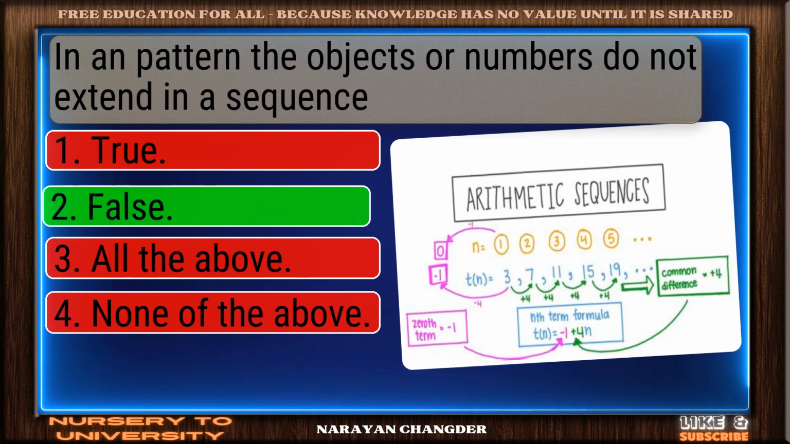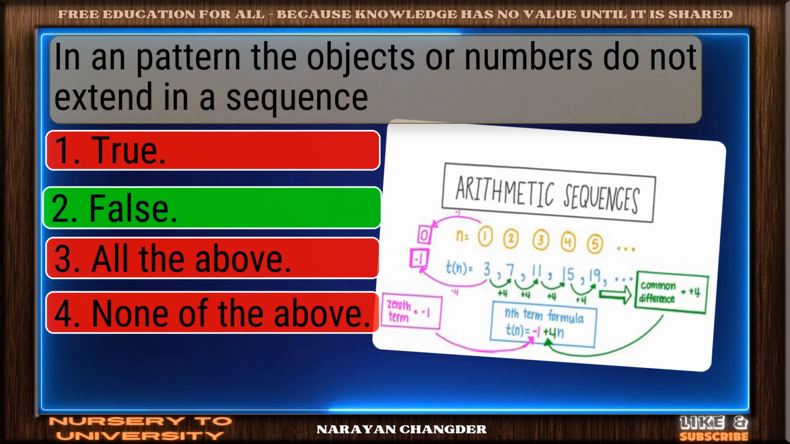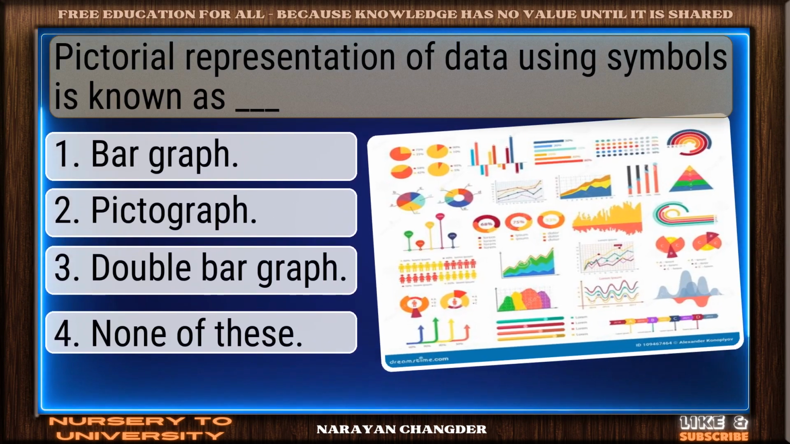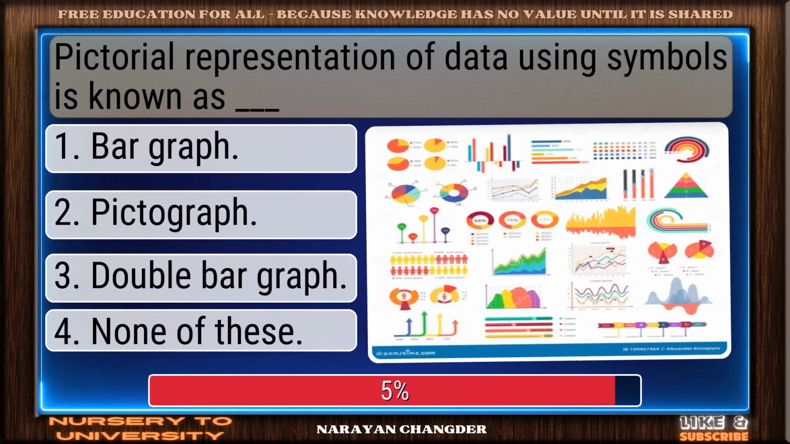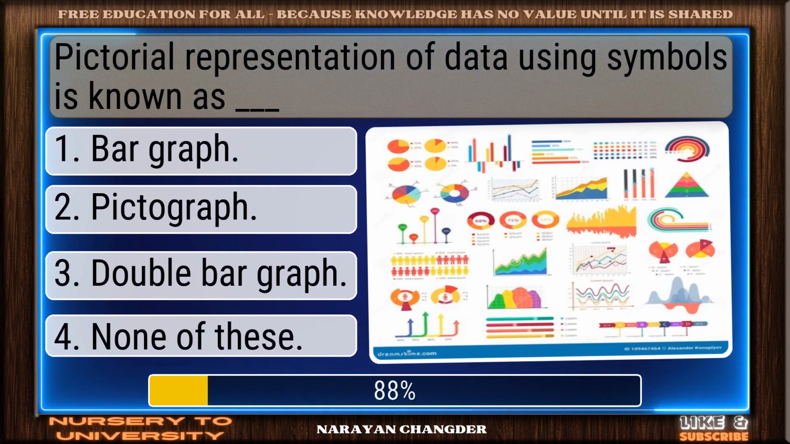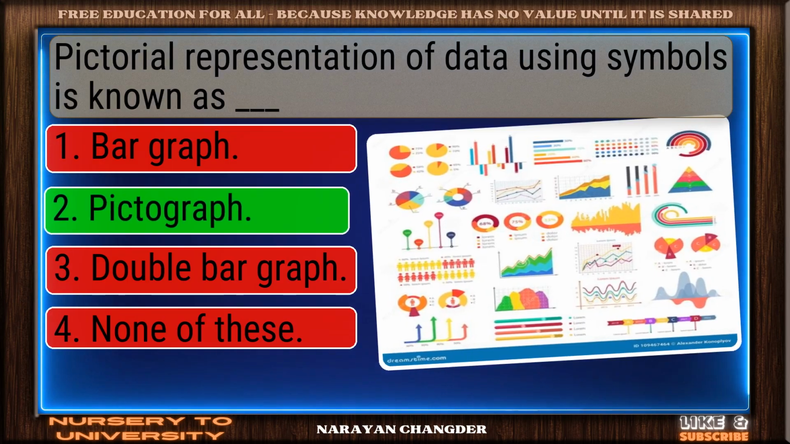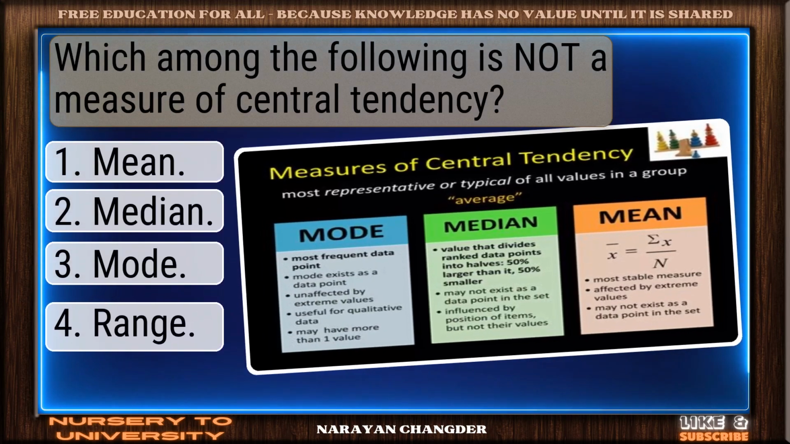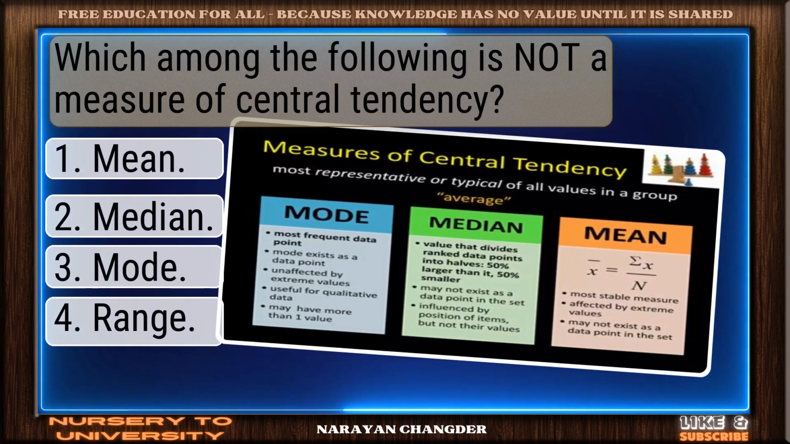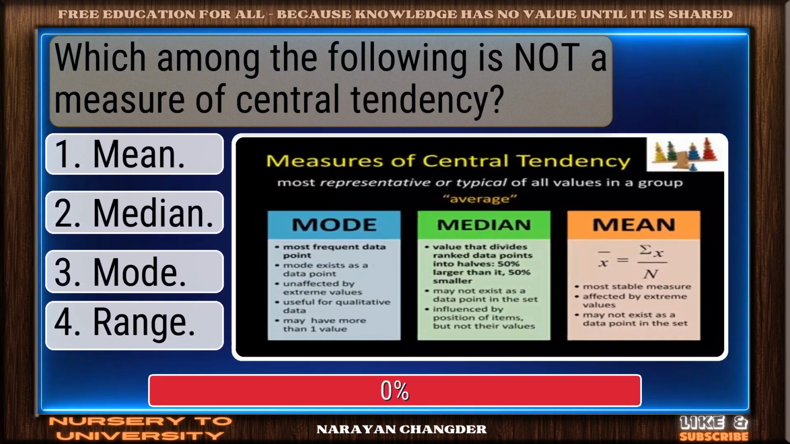You chose false, and it is correct. Question number 99. Pictorial representation of data using symbols is known as dash. Smart pick. Pictograph is the correct choice. Question number 100. Which among the following is not a measure of central tendency?